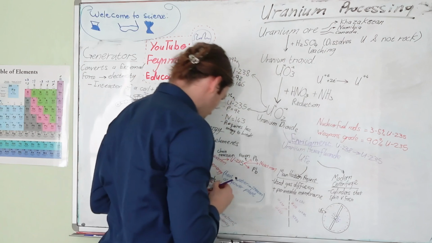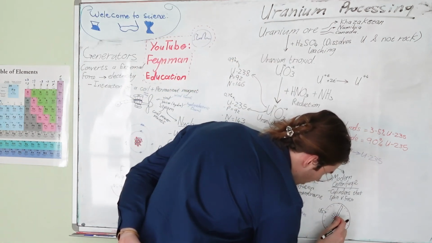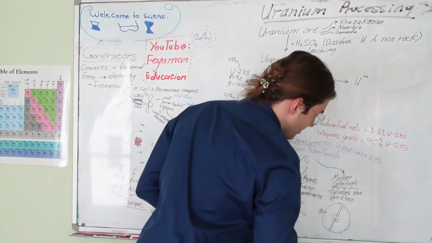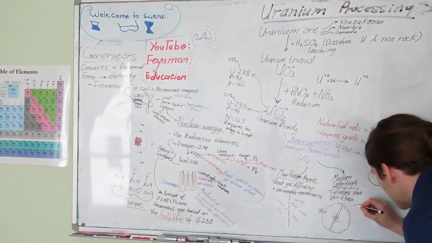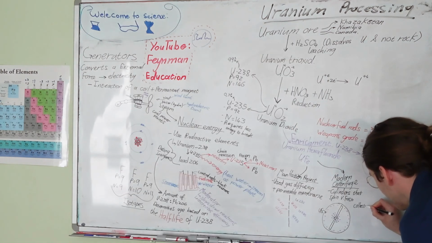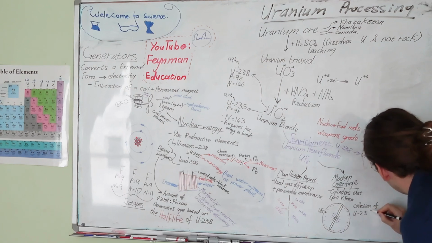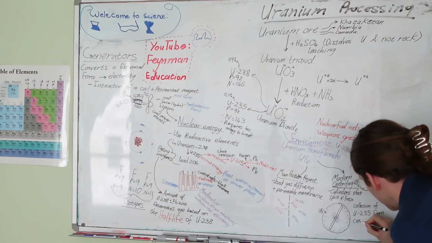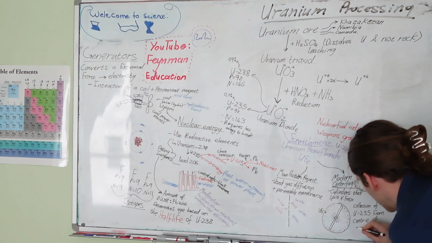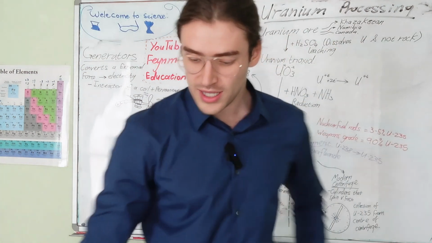And there will be little holes in this sort of fan thing, and these holes are going to allow the uranium-238, or sorry, the uranium-235 to be collected. So we can say collection of uranium-235 from the center of the centrifuge. So that's the modern way that we do this, is using these centrifuges.